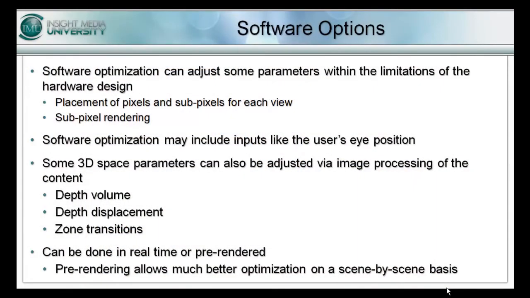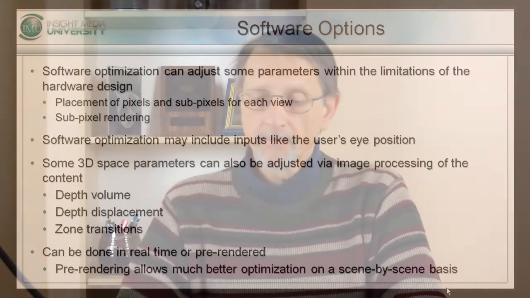And also the zone transitions, or the fidelity of the sweet spot. Sometimes you can implement what's called a multi-view display, so you can smooth out the transitions from zone to zone, which again makes for sometimes an easier way for the viewer to acquire the 3D image. All this stuff can be done with the content itself through processing, both in real time or pre-rendered. If you pre-render some of these optimizations, you'll get a little bit better effect, of course.